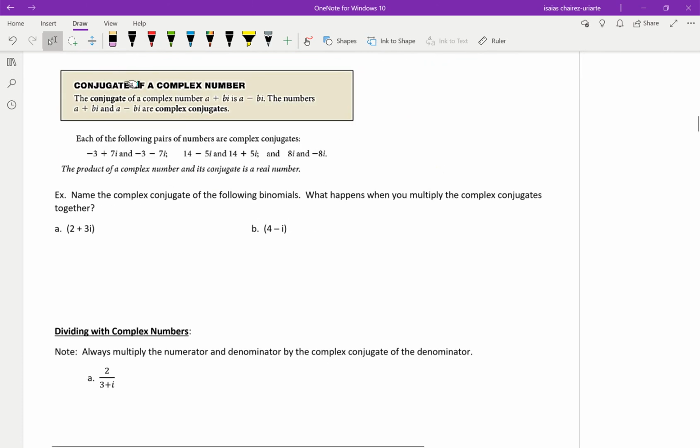So the conjugate of a complex number. If you give me some complex number a plus bi, its conjugate is a minus bi. They are called complex conjugates. So there's these two complex numbers. All the difference between these two complex numbers is that the imaginary parts have opposite signs. The real parts are identical. The imaginary parts just have opposite signs. If this guy's negative, this one's positive. If this guy's positive, the other one has a negative imaginary part.